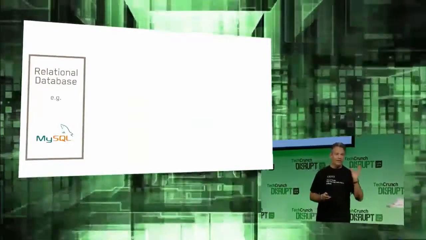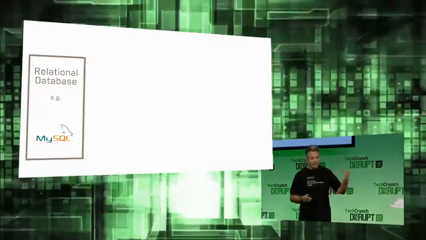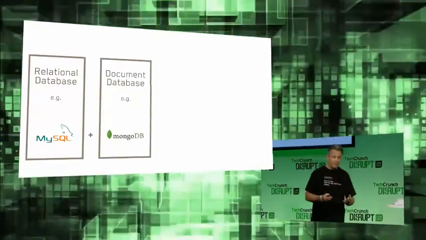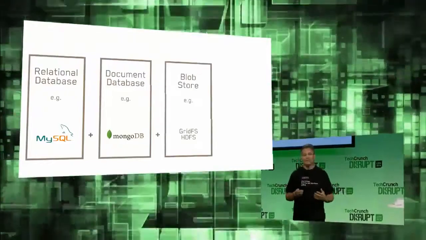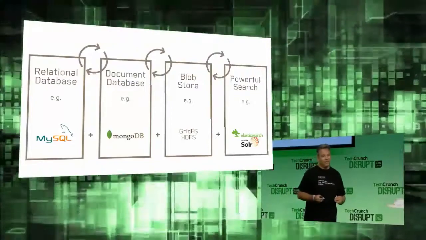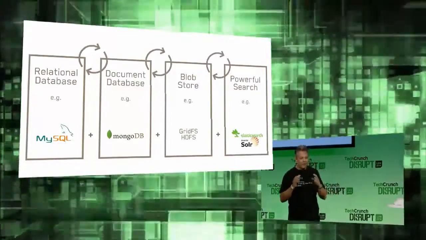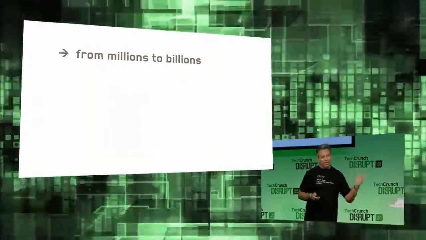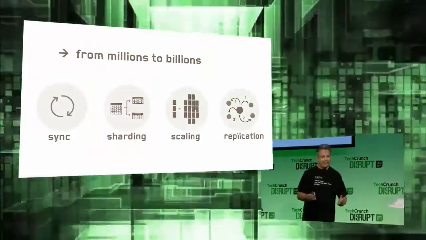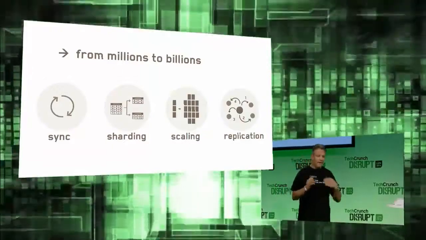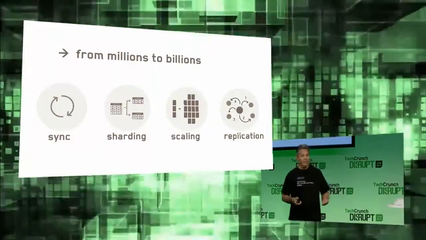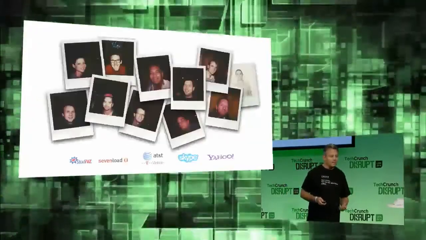You have to combine a lot of different technologies, like a relational DB. You have your unstructured data, so you add a document DB. For your images and videos, you add a blob store, and then you nail a search engine on top. It's not only difficult to combine these things and keep them running. When you then scale from millions to billions of records, the hard stuff comes. Syncing, how to shard, scaling turns out to be more difficult than you thought, and replication issues keep you awake at night. We know that.